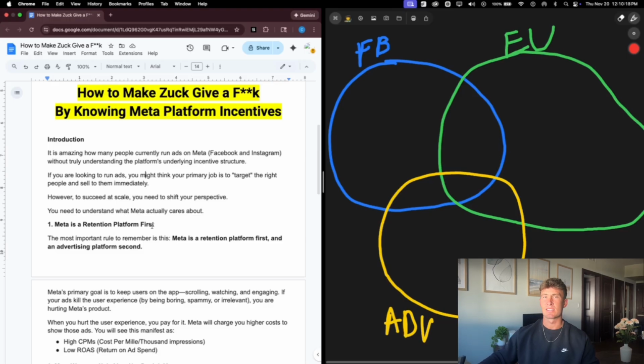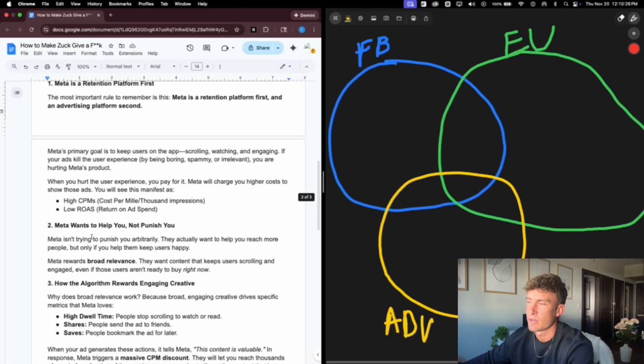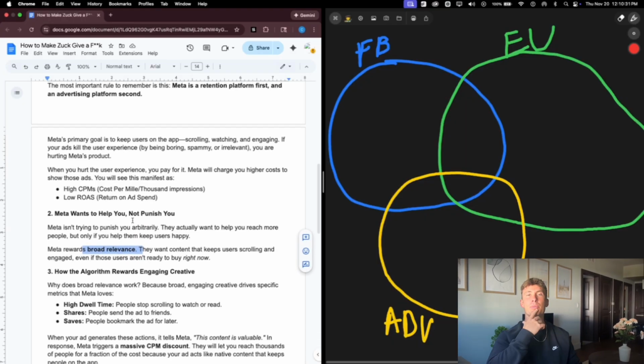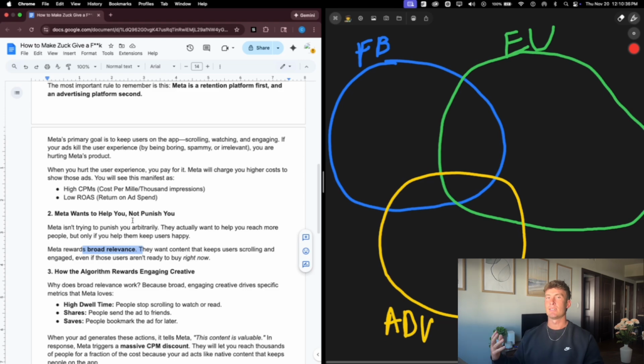and just ads that die after a couple days, because Meta rewards broad relevance. It wants to be able to keep as many people on the platform as long as possible, and your ads have to help do that. So obviously a traditional sale ad is not going to keep someone on the platform for too long. So why would Meta want to push that?